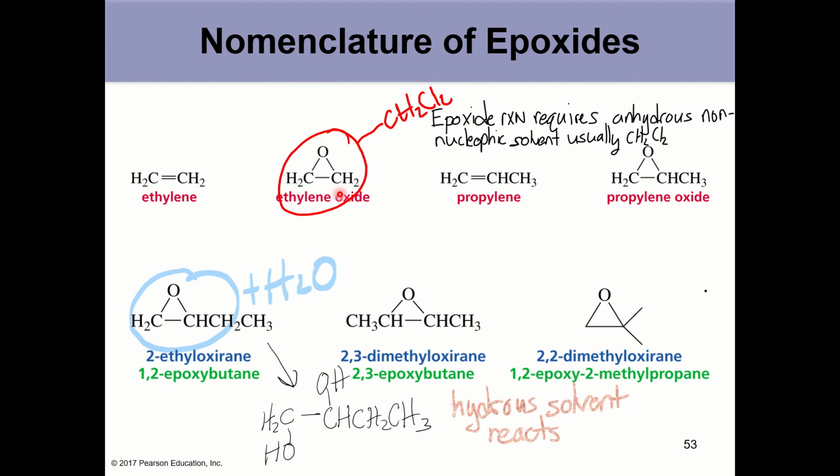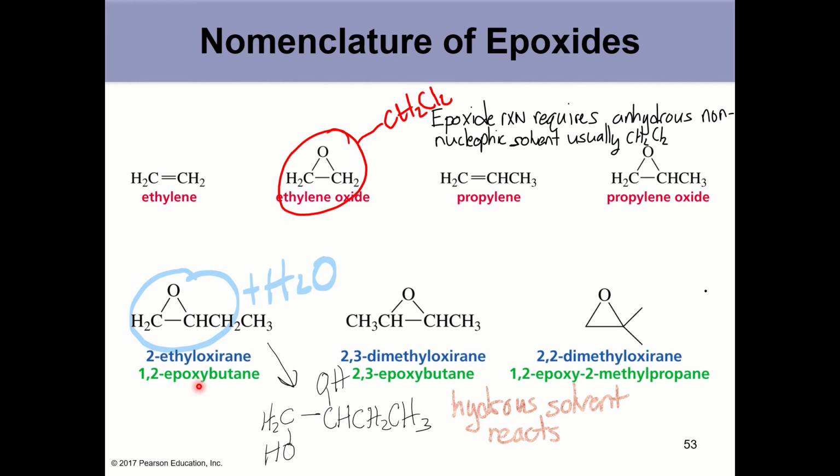So for the naming of epoxides, you unfortunately have to know common names as well as IUPAC names. For IUPAC names, we usually number the main chain, and then at the epoxide position, we state the carbon numbers for the epoxide and call it an epoxy butane, or depending on how long the main chain is. So for this example circled in blue, we have a 4-carbon chain, a butane, and we have an epoxide group at carbons 1 and 2. So it's an epoxy butane.